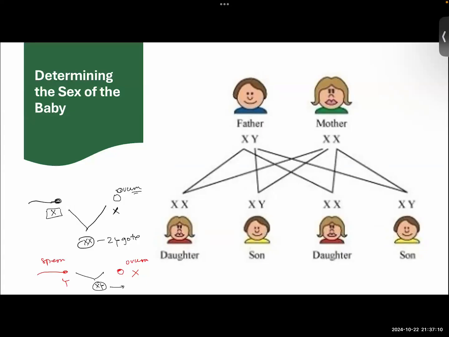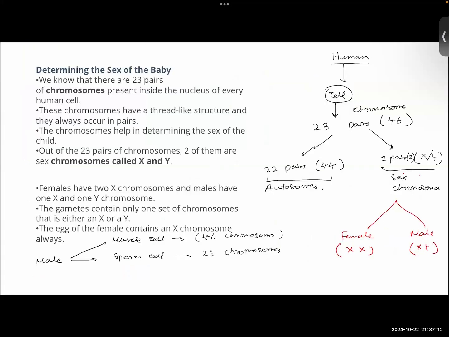Whatever we have learned, we know that there are about 23 pairs of chromosomes in each and every cell. Out of the 23 pairs of chromosomes, 22 pairs look the same. These 22 pairs, or 44 chromosomes, are identical to each other. They are called autosomes, and they do not determine the gender of the baby. They will not be determining the gender of the child.